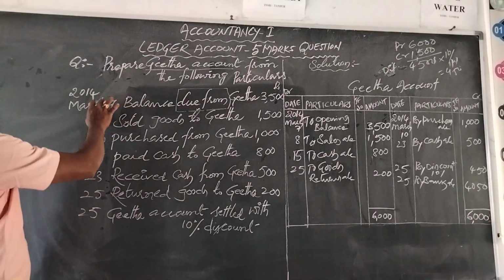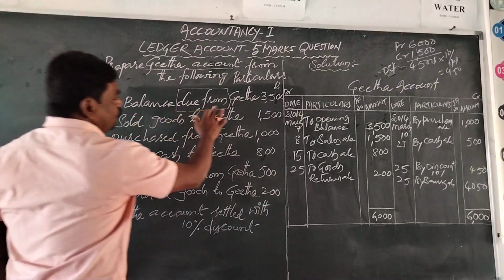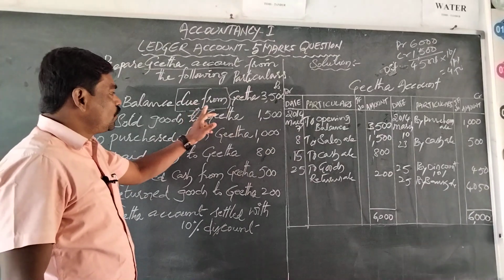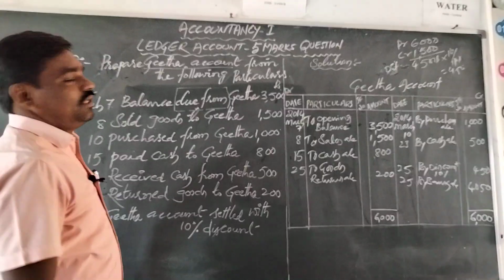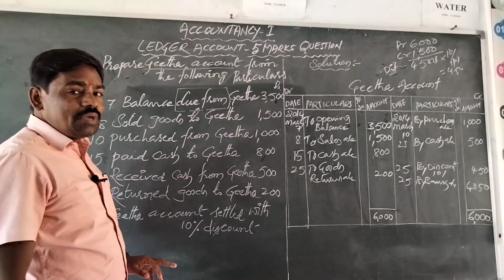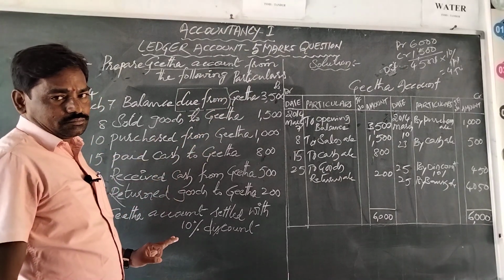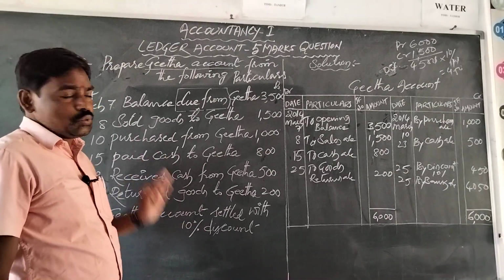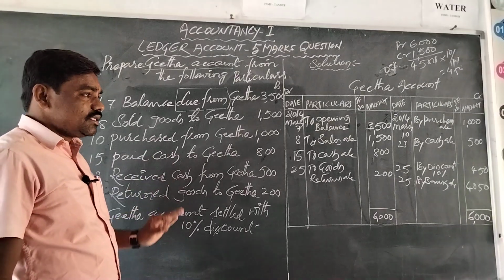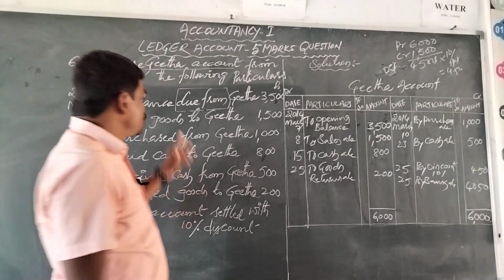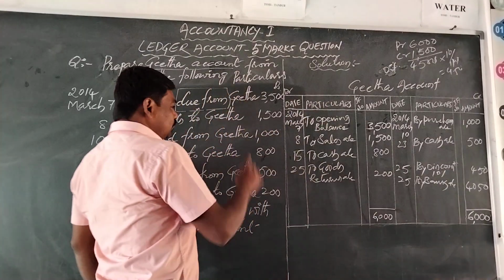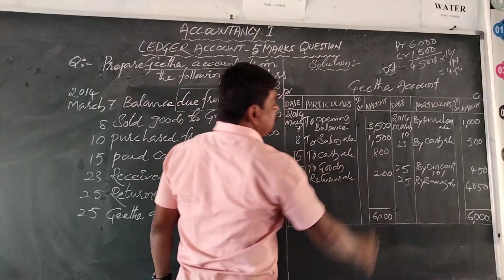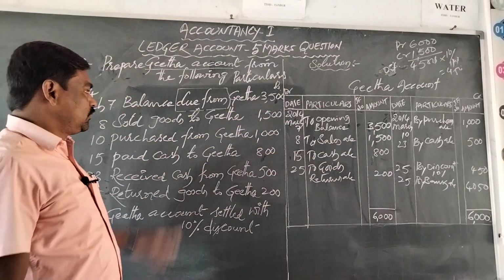See here, on 2014 March 7th, balance due from Geeta rupees 3,500. Whenever you see the words due from along with a person, then you think the person may be a debtor. A debtor comes under assets. Assets always show the debit balance. So here you write in the Geeta account debit side as opening balance or balance carried down rupees 3,500. It is the first point.